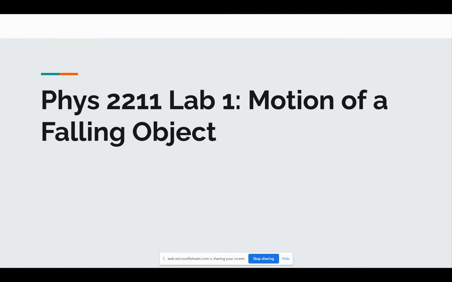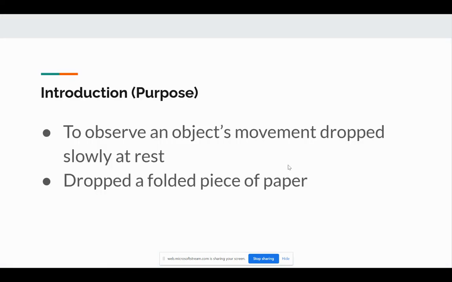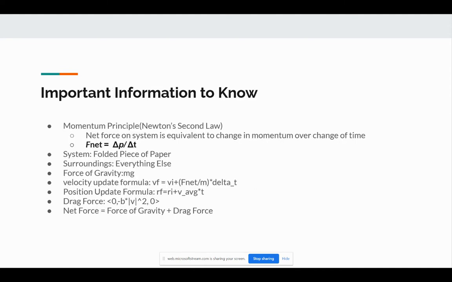This is my Physics 2211 Lab 1, motion of a falling object. The purpose of this lab is to observe an object's movement as it's dropped slowly at rest. In this case, I dropped a folded piece of paper at a height of 1 meter.